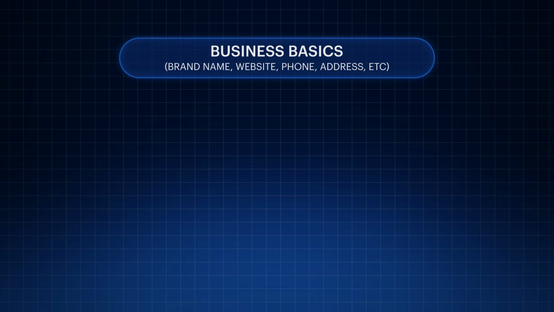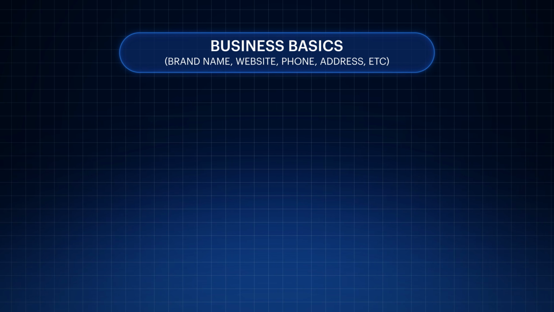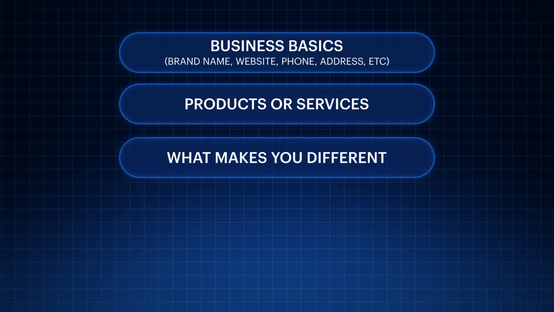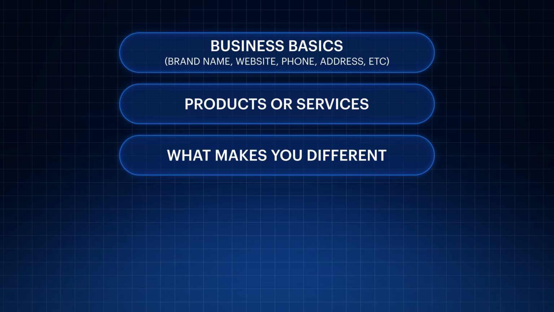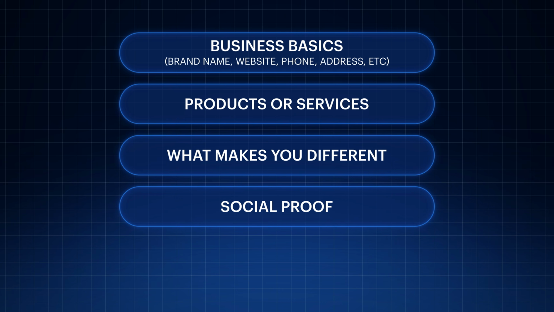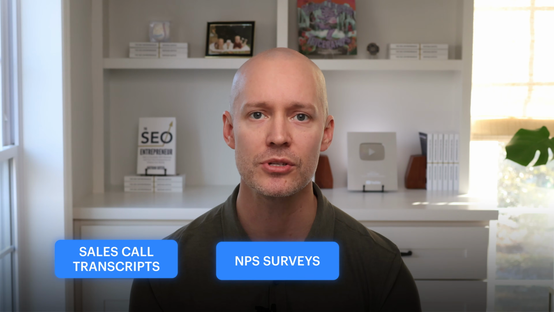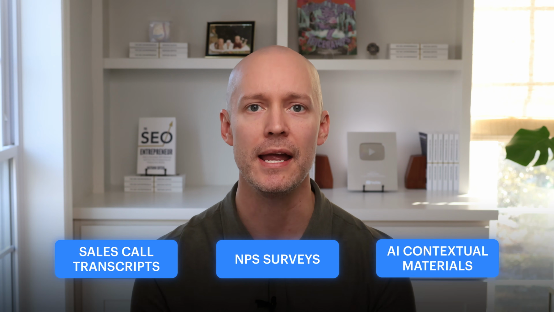Start by creating a document that includes information like business basics like brand name, website, phone, address, etc., what products or services you offer, what makes your products or services different compared to the competition, social proof like testimonials and Google reviews, and policies or guarantees. Then upload this file to your ChatGPT project. And if you want to go to the next level, I recommend uploading sales call transcripts, NPS surveys, or anything that gives the AI context.